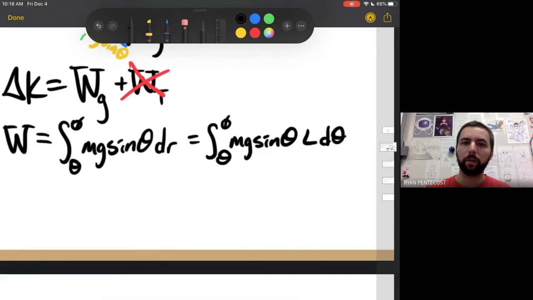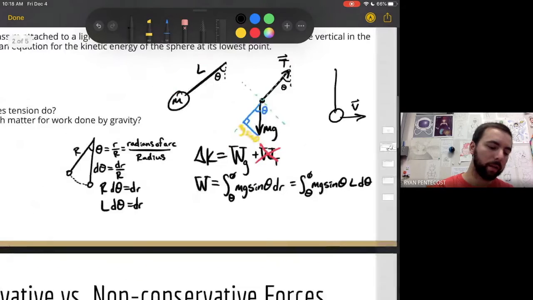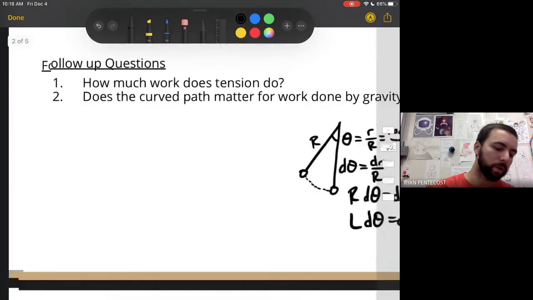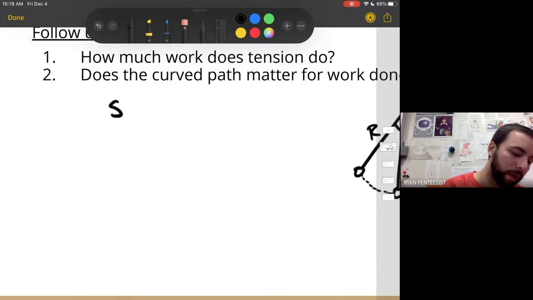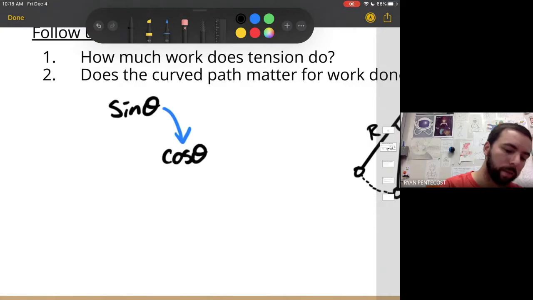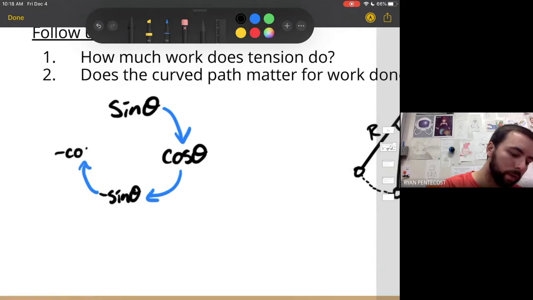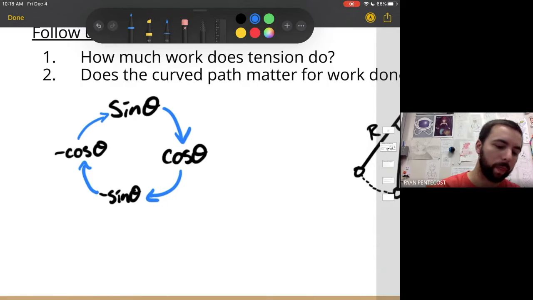To integrate sine, the integral of sine is negative cosine. And this is an important circle for you to know. We've got sine theta, and if you take the derivative of that, you get cosine theta. If you take the derivative of that, you get negative sine theta. If you take the derivative of that, you get negative cosine theta. And if you take the derivative of that, you're back to sine theta. So blue is the derivative.